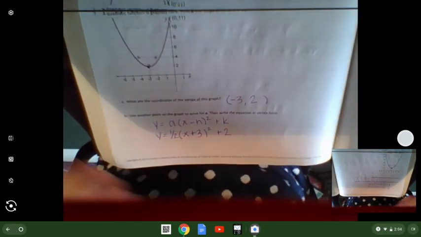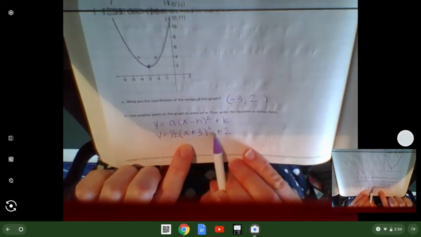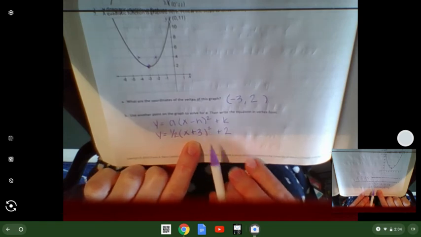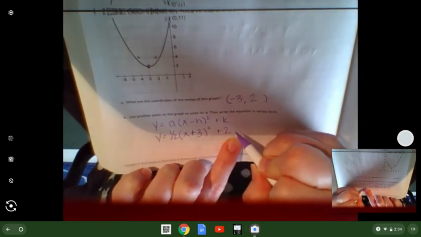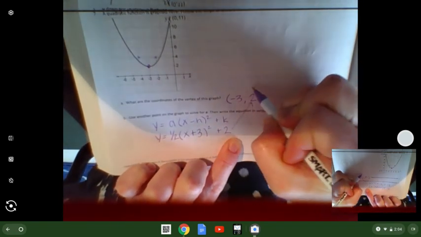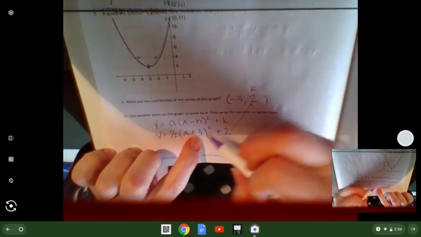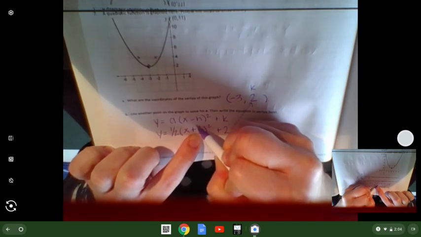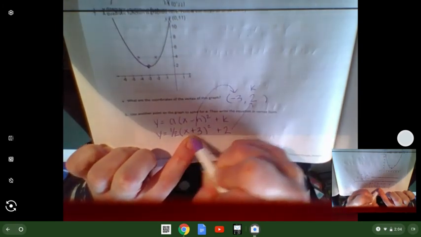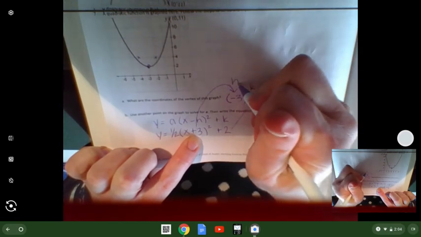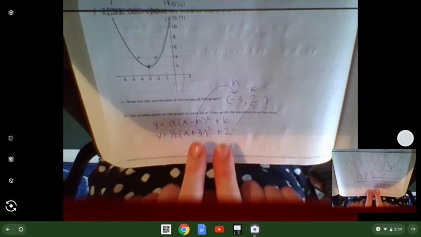And I guess I didn't talk about this. Why is this called vertex form? Why is this called vertex form? Well, take a look at this equation we wrote on page 270. I can see my vertex right here. My K value is always the Y value from my vertex. And my H value, now again, backward signs, my H value is always the X for my vertex. Those vertex coordinates are always visible in vertex form.